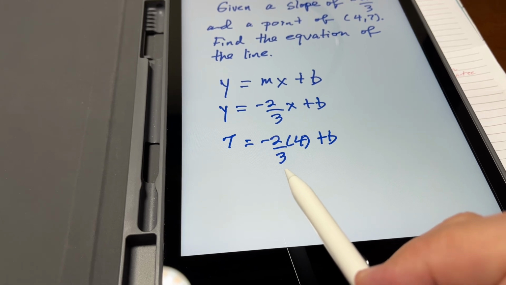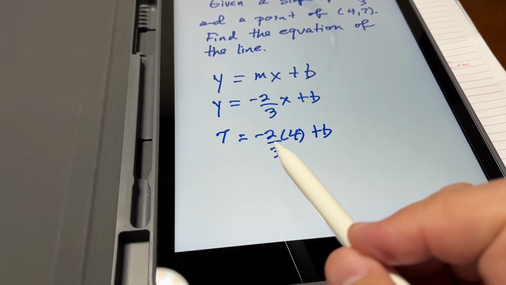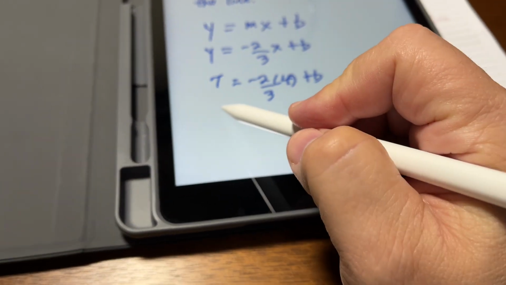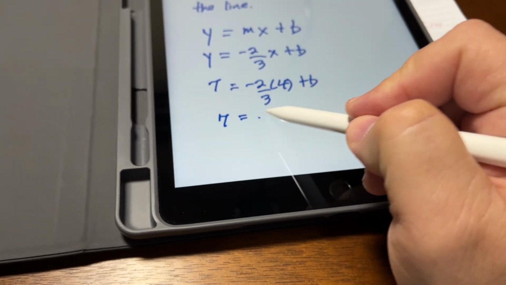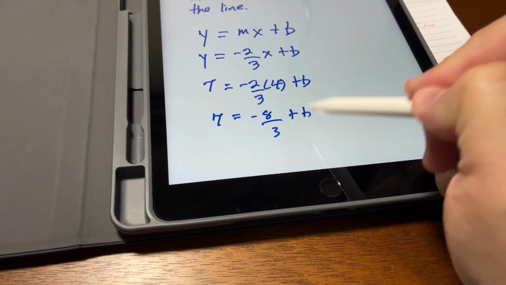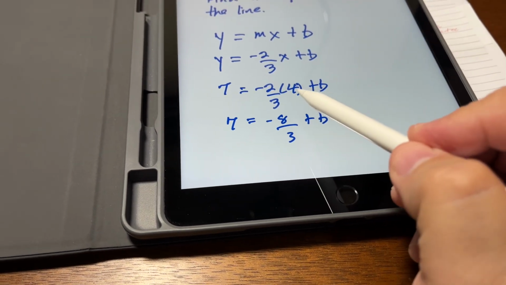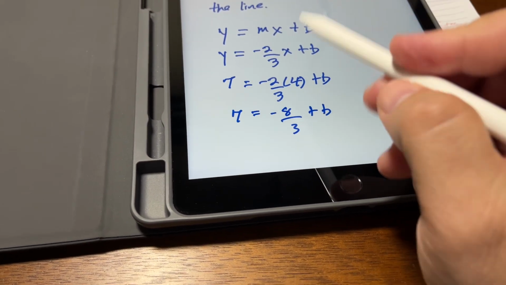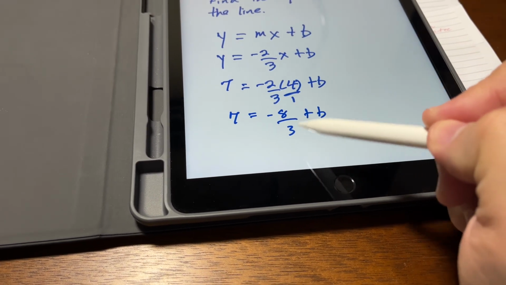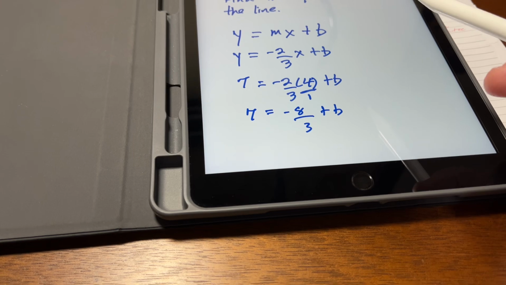And this is where a lot of people mess up. They don't know how to multiply a fraction times a whole number. And so you don't multiply both numbers, contrary to popular belief. You just multiply -2 times 4 and get -8. It's as if you had a fraction bar here and a 1. 3 times 1 is 3, so it looks like that.